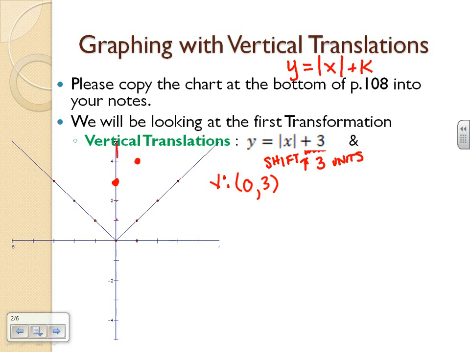Once again, the axis of symmetry runs through our vertex, so that whatever happens on one side equally happens on the other side. And then once again, we can go up 1 and over 1 one more time. And then this also has a reflection on the other side. And there our V shape is created by taking the parent function, or the vertex that was at 0, 0, and shifting it up 3 units.